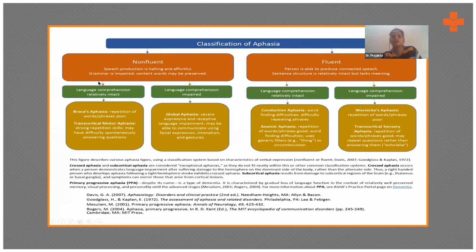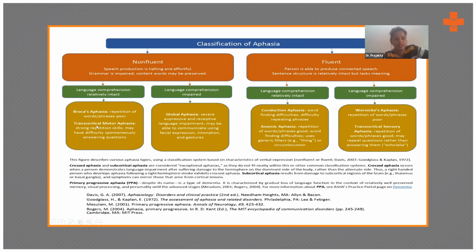Language comprehension in these areas gives a very mixed picture, and you can't really point it out. Sometimes even in Broca's aphasia, a simple command is comprehended, but a multi-step command is not. So this classification is right here in front of you, but the clinical picture can be quite different. Language comprehension is relatively intact in Broca's aphasia, but repetition of words or phrases is quite poor. They would usually use around 2 to a maximum of 10 words in a minute for talking.